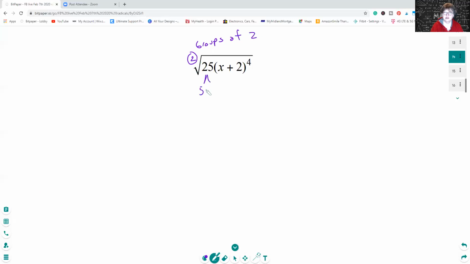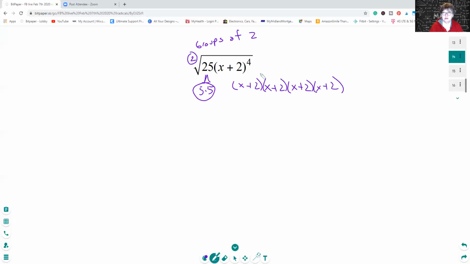25 is 5 times 5. There's a group. And then x plus 2 to the 4th means I've got 1, 2, 3, 4 of them, right? And I'm not even worried about the index. I'm just writing them out right now.